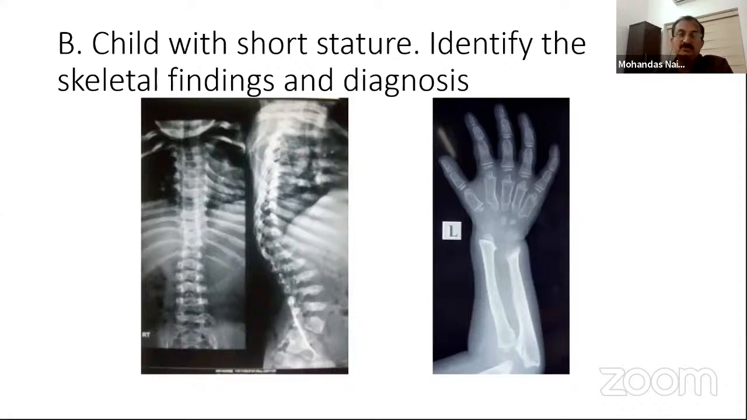This is another X-ray, child with a short stature. Identify the skeletal findings and diagnosis. Here also, it is very obvious that these X-rays are abnormal. You can try to identify the abnormality.